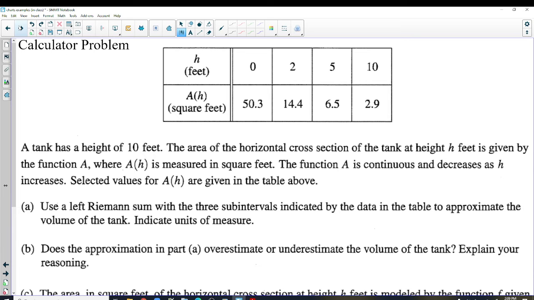Degrees? I think so. The area in square feet of the horizon. You do B. B is the overestimate. What is the units of measurement for A? Just cubic feet.